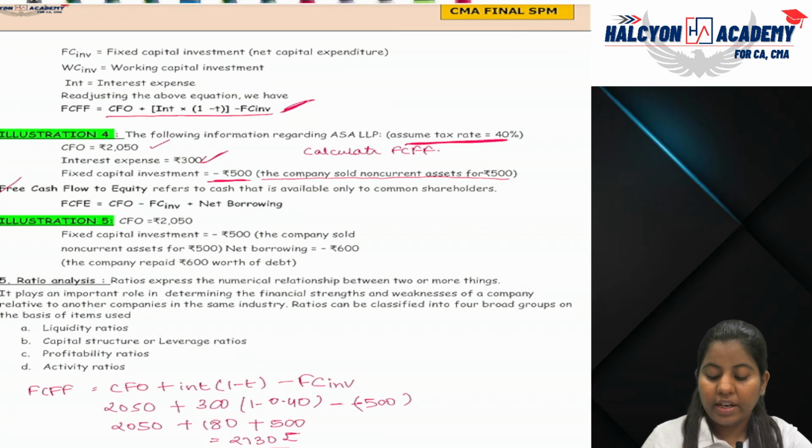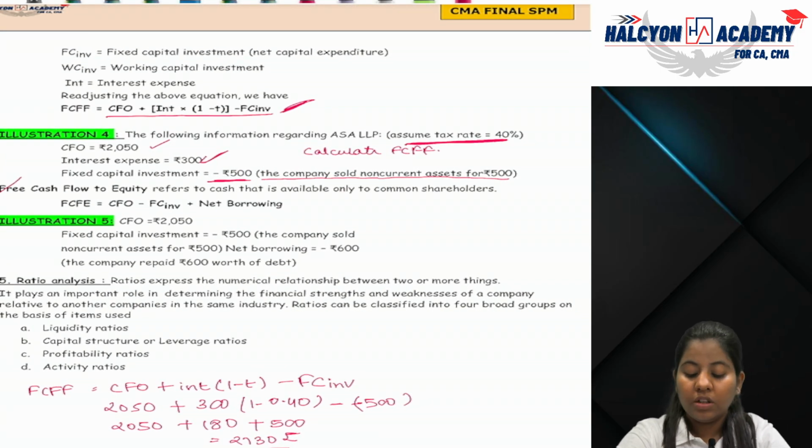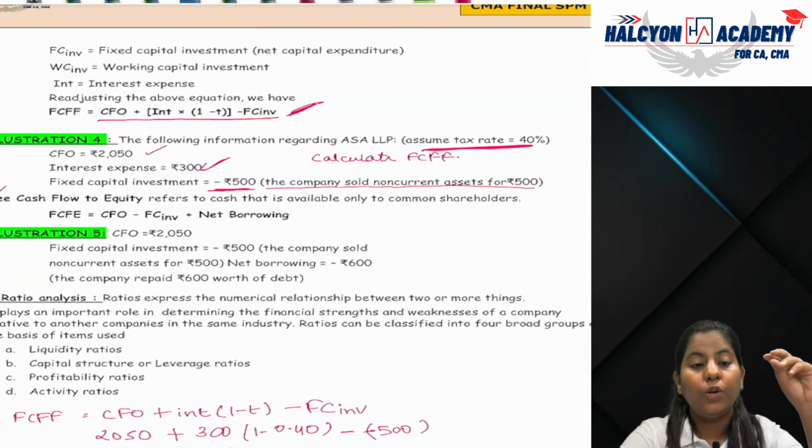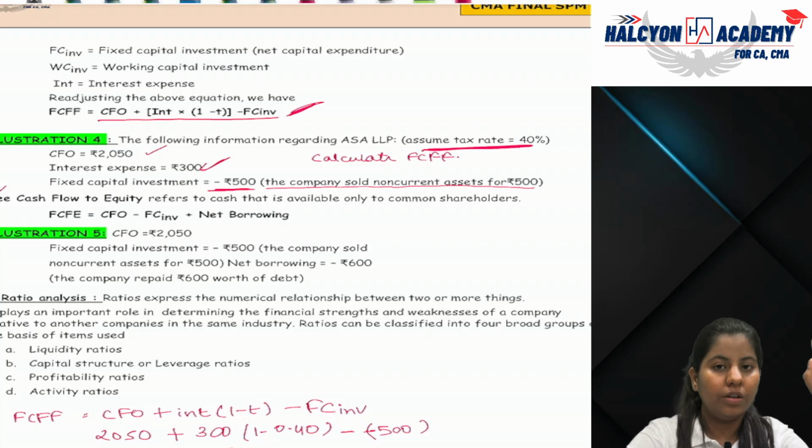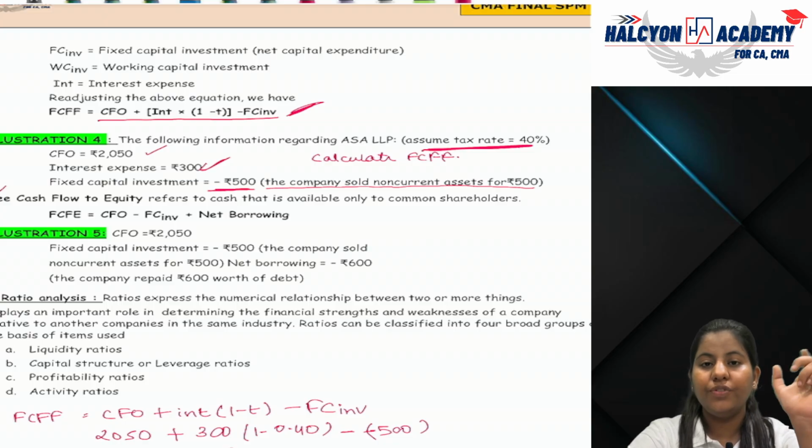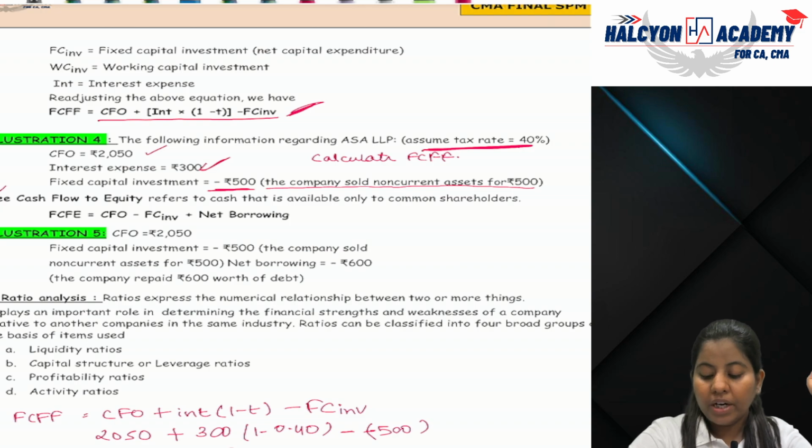See, in FCFF, it was free cash flow for the firm. I told you it is available for the debt holders also and for the shareholders also. We are not considering preference shareholders here. If we have to consider preference shareholders, we have to take preference dividend into picture. But for now, we are assuming that there are no preference shareholders. There are only equity shareholders and debt holders.